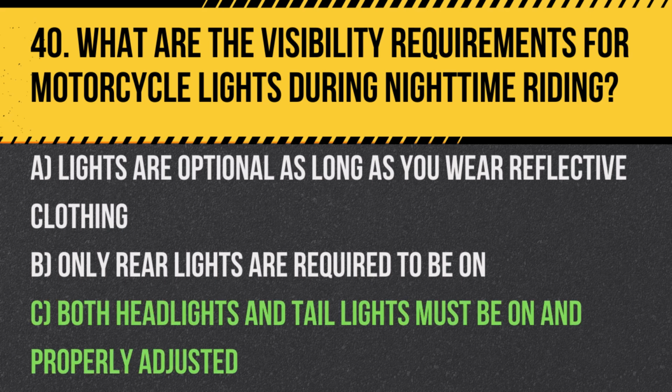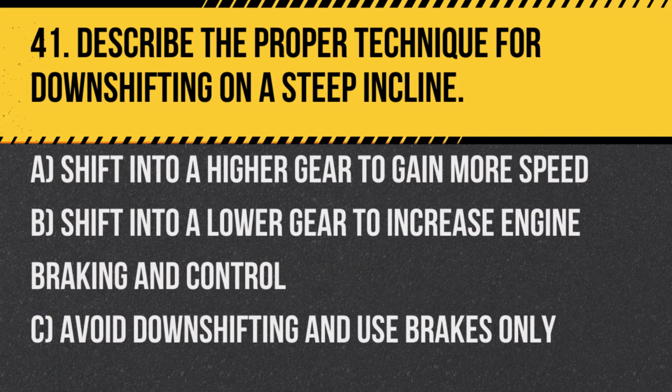Answer: C. Both headlights and taillights must be on and properly adjusted. This ensures that the motorcycle is visible to other road users, enhancing safety during nighttime riding. Question 41. Describe the proper technique for downshifting on a steep incline. A. Shift into a higher gear to gain more speed.